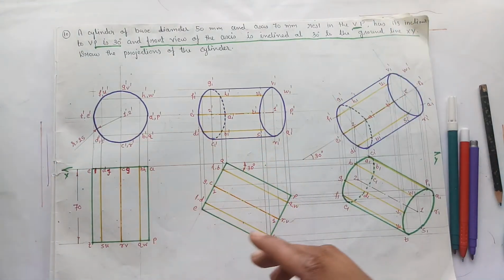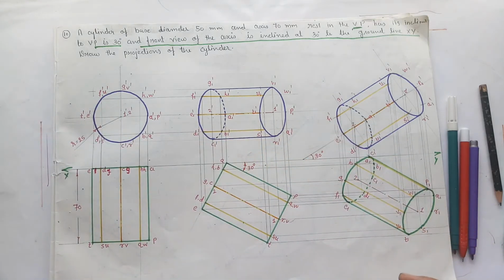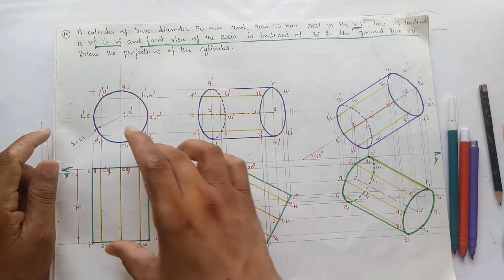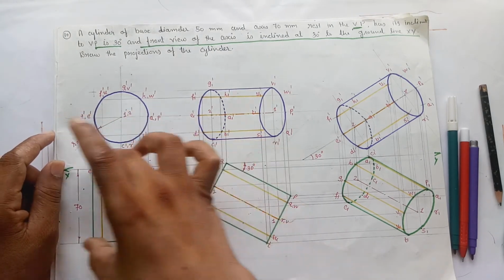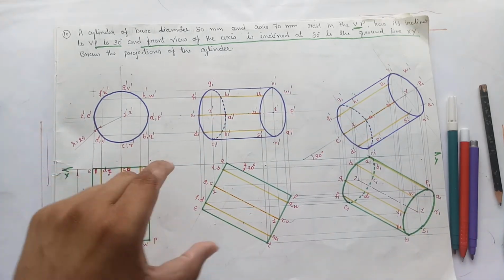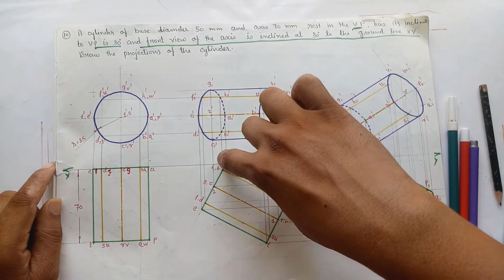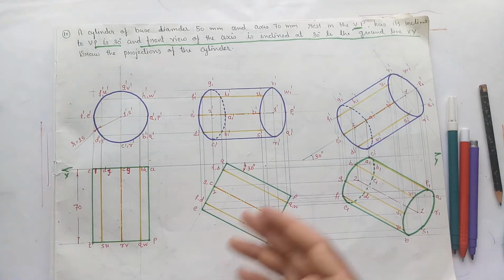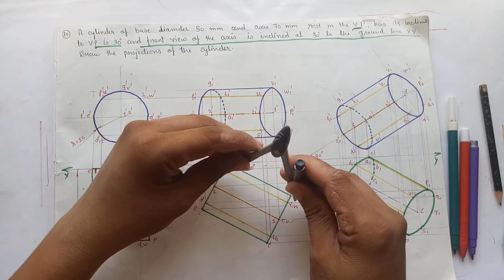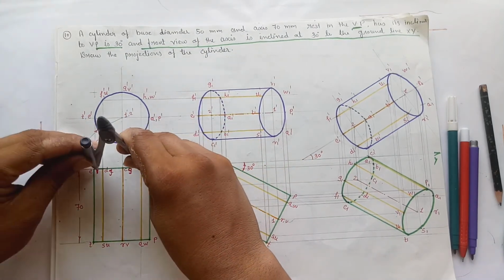So the cylinder is inclined at an angle of 30 degrees to the VP. The whole cylinder is inclined at an angle of 30 degrees to the VP. So incline any of the generators of the cylinder at an angle of 30 degrees. Let us take the AP generator, incline the AP generator at an angle of 30 degrees, and copy this figure over here. Now we have to copy this figure over here.